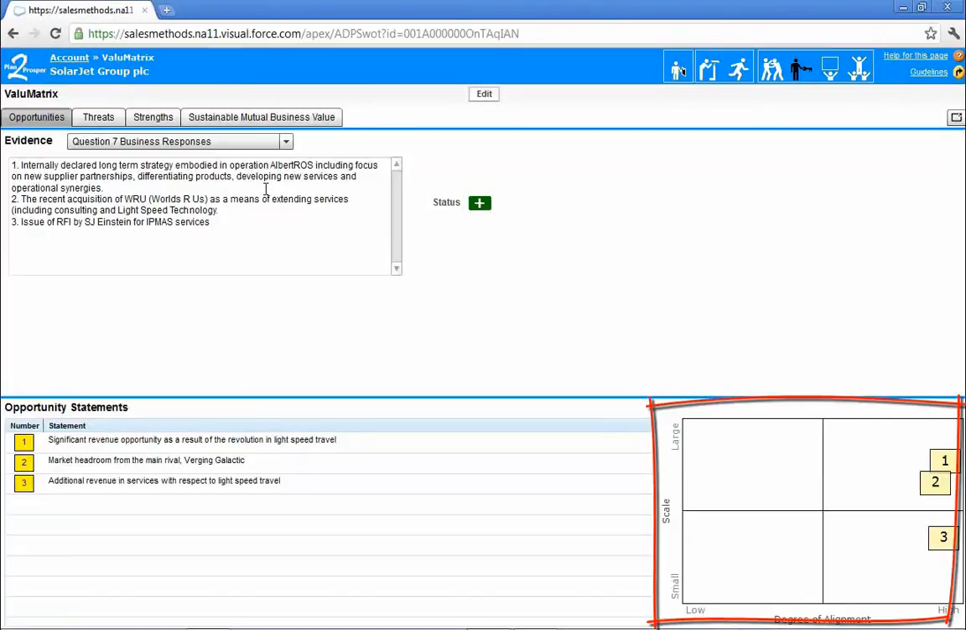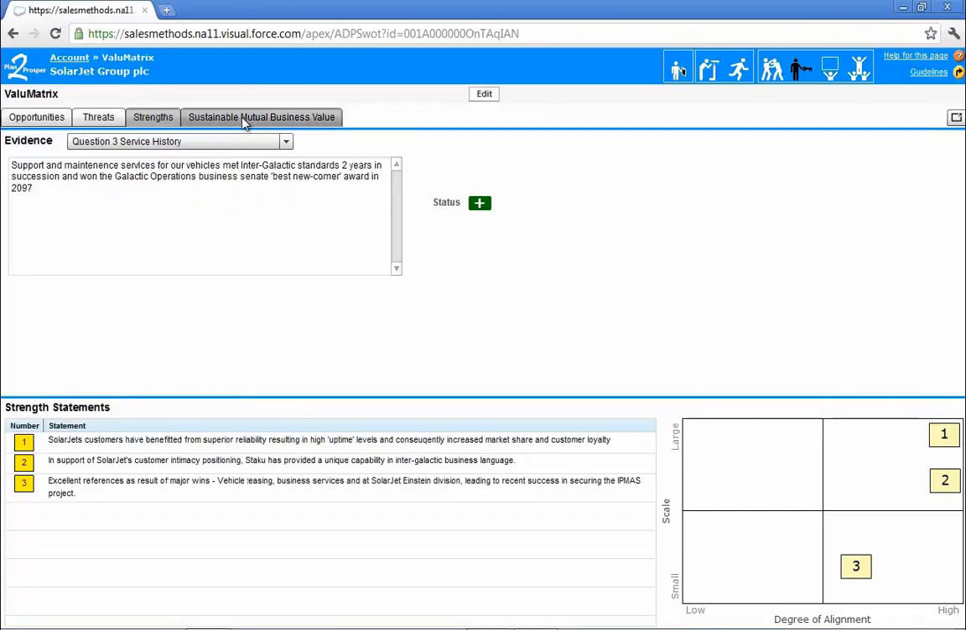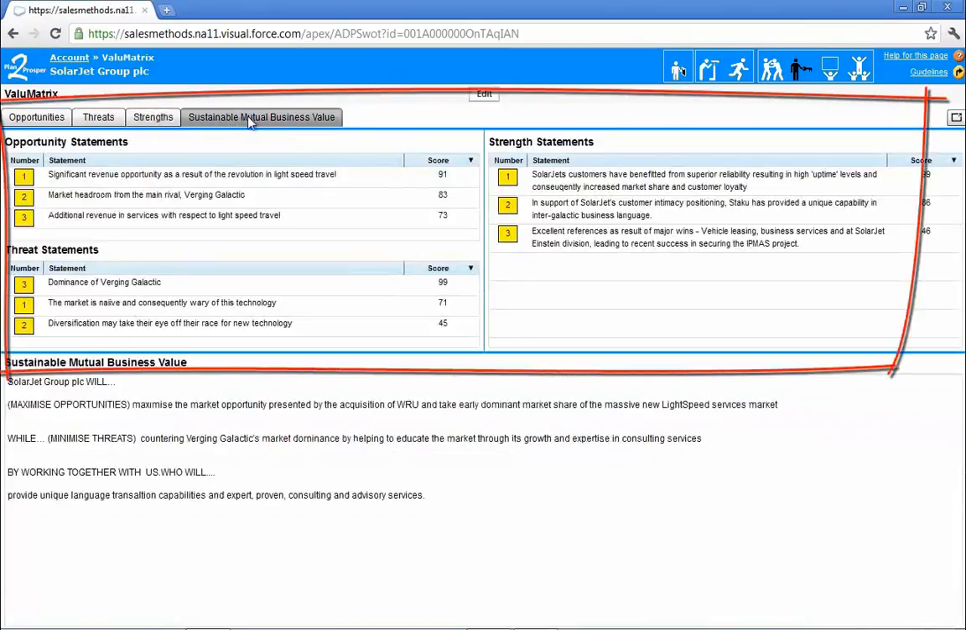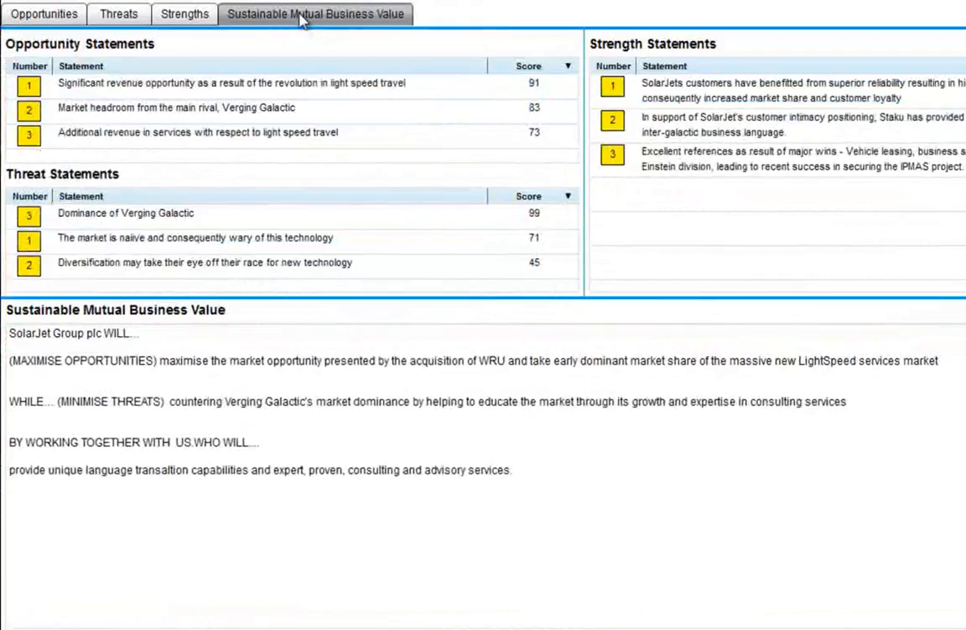This has allowed us to draft 3 opportunity statements and to weight them again in terms of their scale and the degree of alignment that they have with their current operation. We repeat the process for threats and our organisation strength so that we finally are presented with a weighted list of opportunities, threats, and strengths that we use to identify the mutual business value that will accrue if we commit to work together.